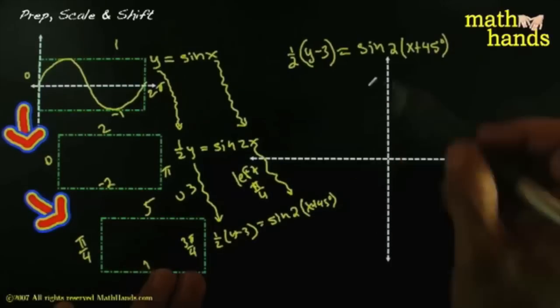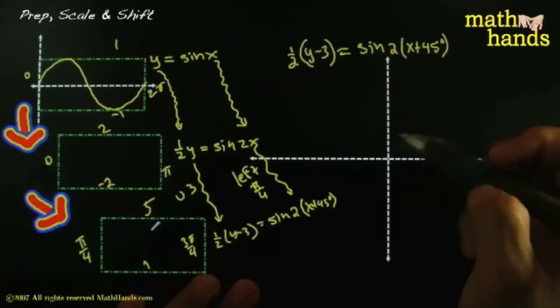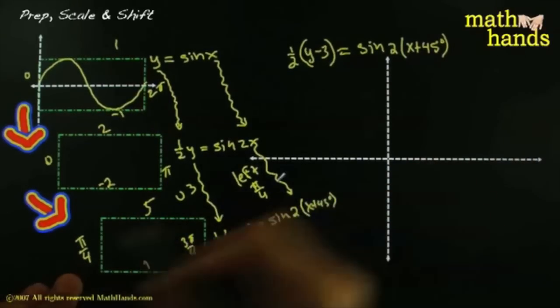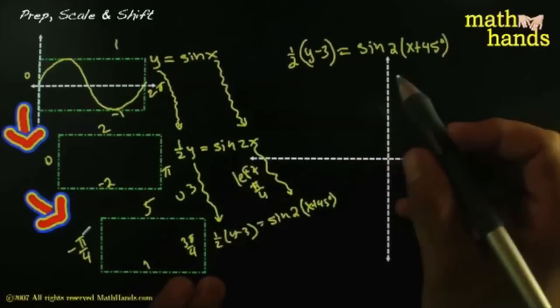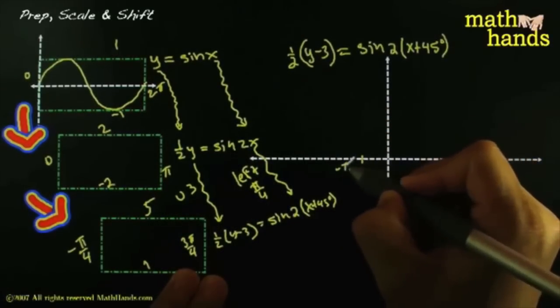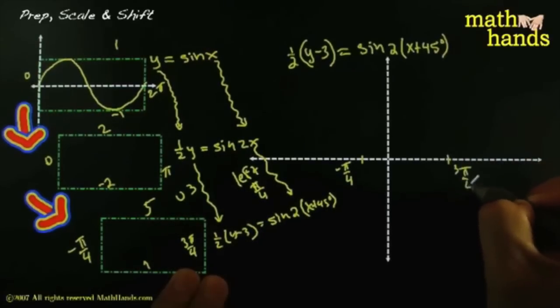Alright, so that's it. Just the shift, the scale shift. Now just do the thing here. Well, by the way, was I supposed to go negative here? Left, that would put you at negative pi over 4. Just checking, you guys. See if you're paying attention. Negative pi over 4 all the way to 3 pi over 4.